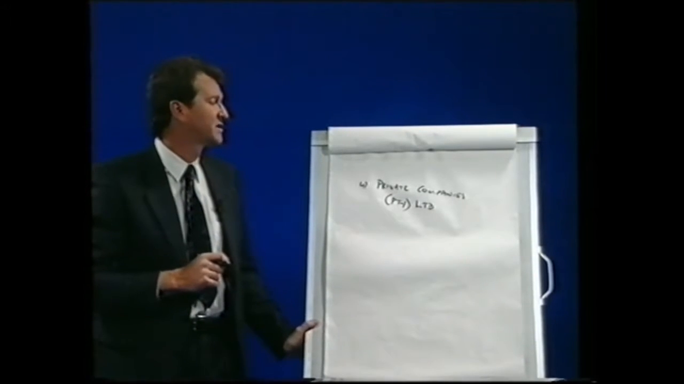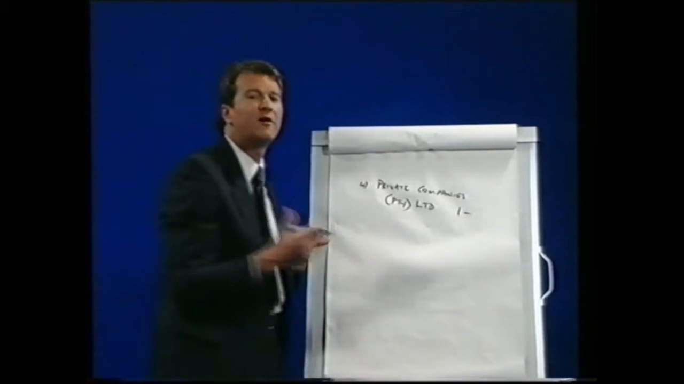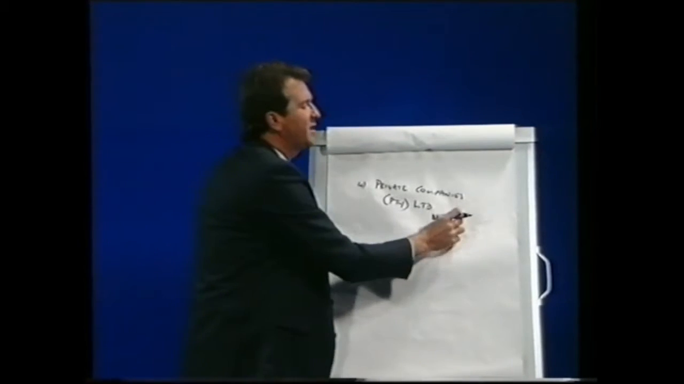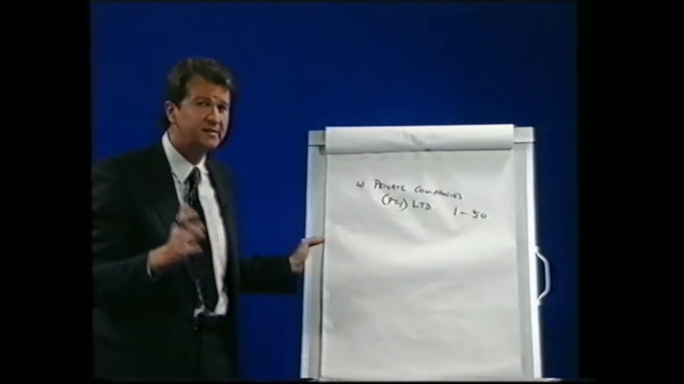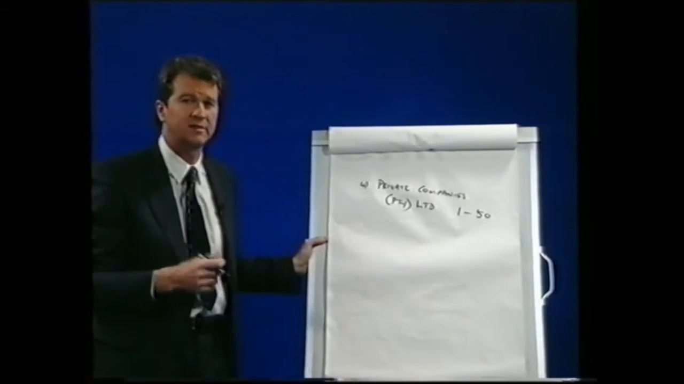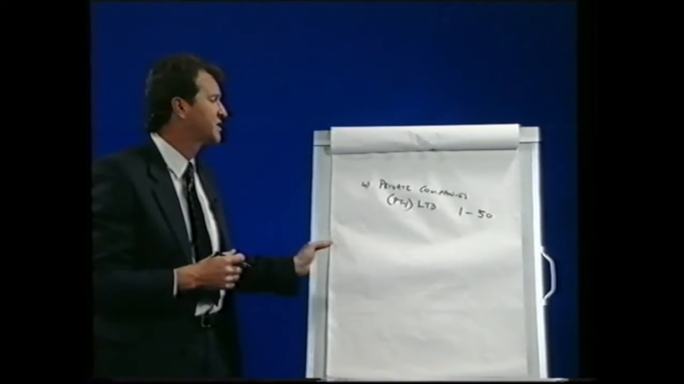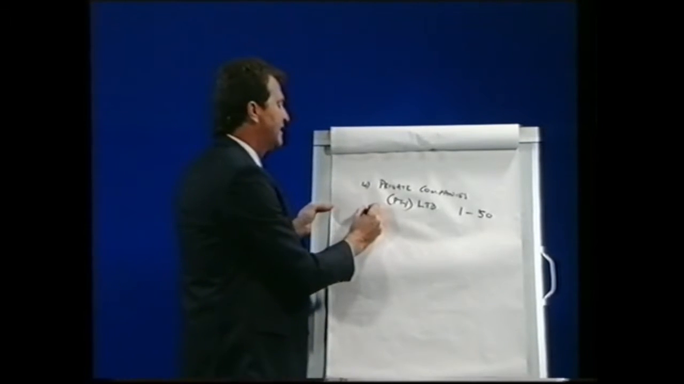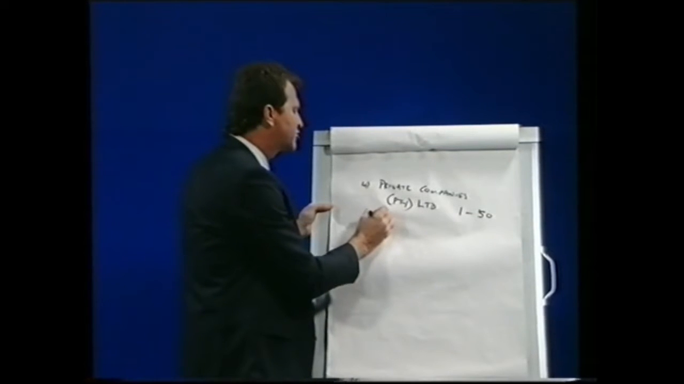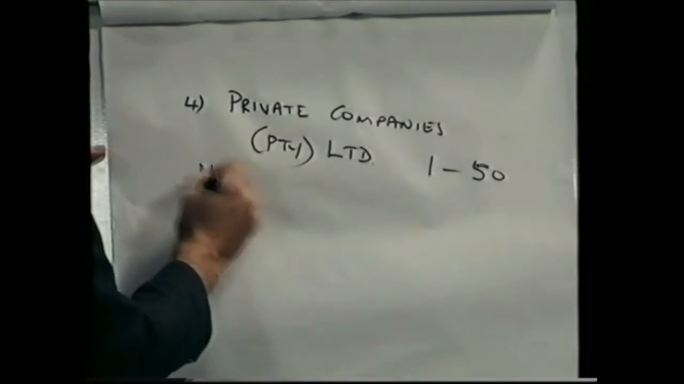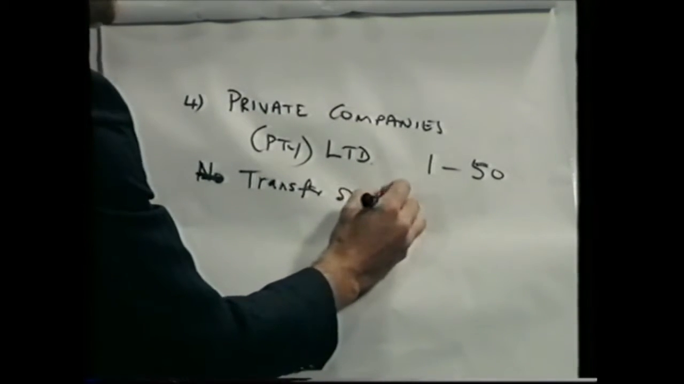Now, one advantage that the private company has over the closed corporation is that you can have a far bigger ownership. You can have anything between 1 and 50 shareholders. Please notice that the owners are now called shareholders. Moreover, one of the other considerations with a private company is that you cannot sell your shares to whoever you want to. There is no free transfer, or rather, let's say that the transfer of shares is restricted.